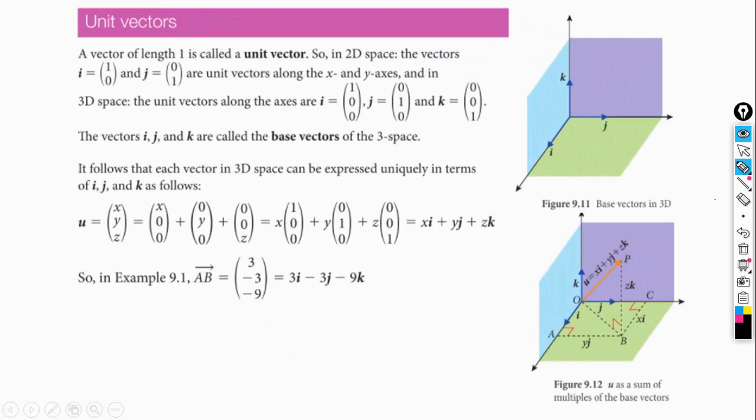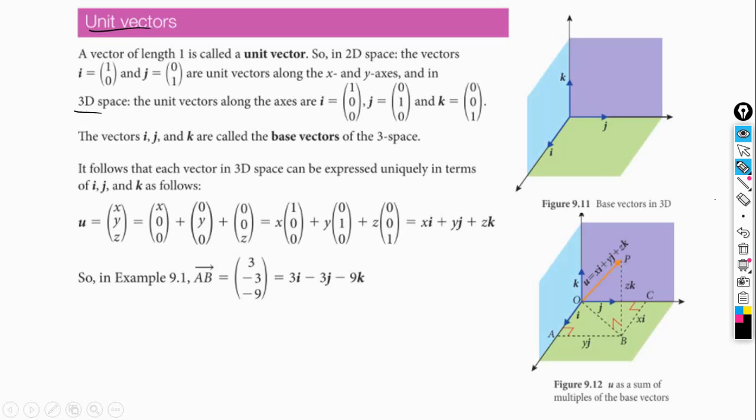So next we're going to take a look at the concept of unit vectors. A vector of length 1 is called a unit vector. In 2D space, for example, i, which is (1, 0), is going to be the unit vector along the x-axis, and j, which is (0, 1), is going to be the unit vector along the y-axis.